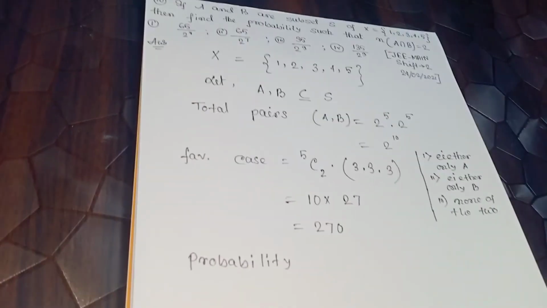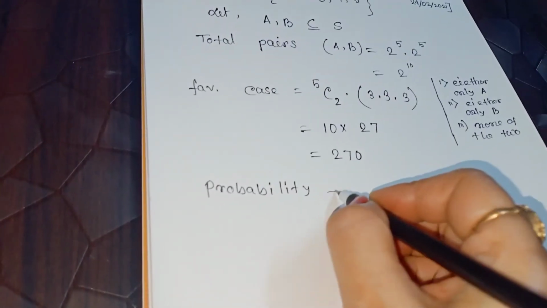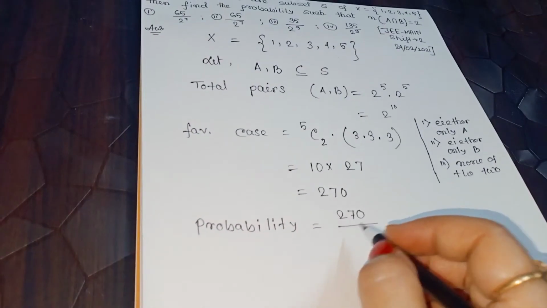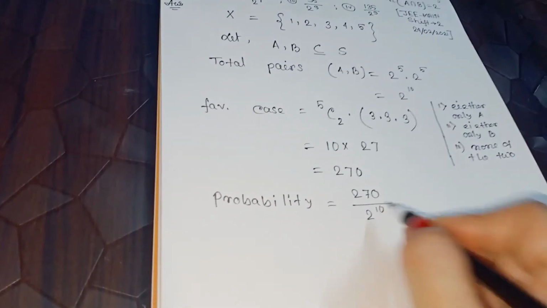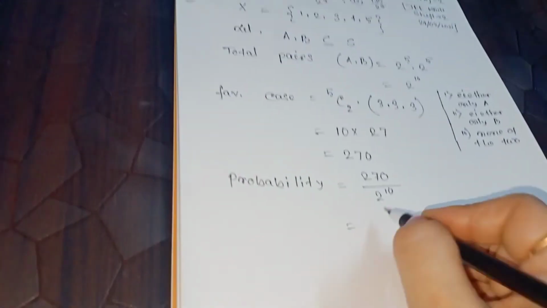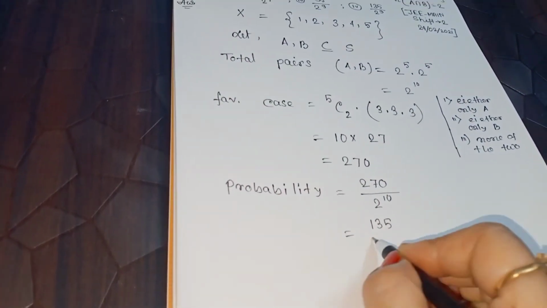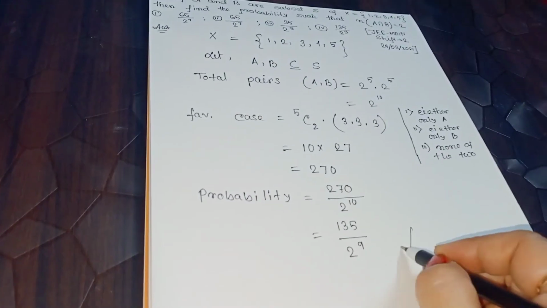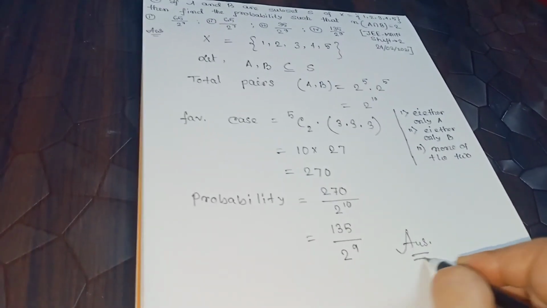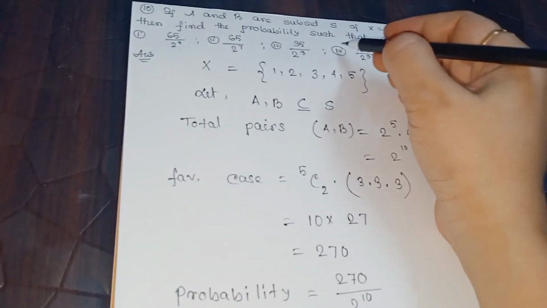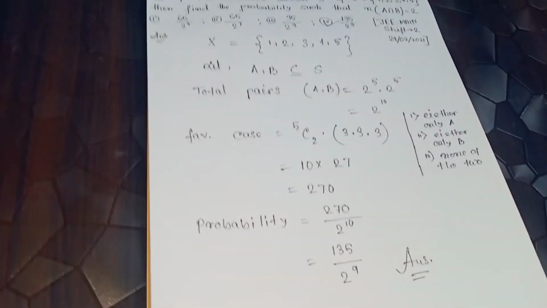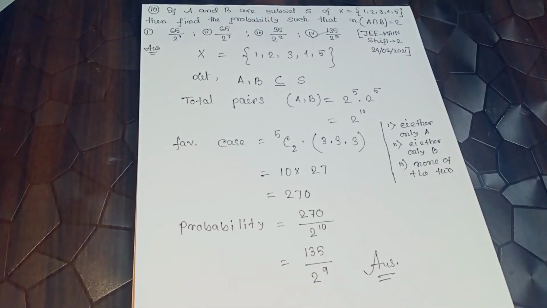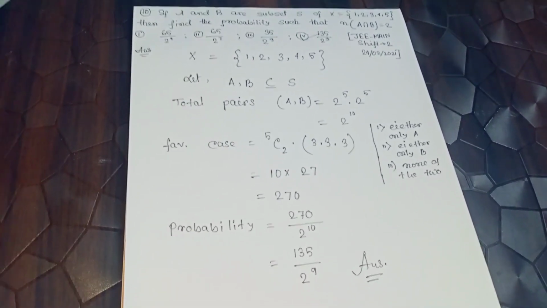Now the probability is equal to 270 favorable cases divided by total pairs, 2 to the power 10. So that is 135 divided by 2 to the power 9. So I think we reached our required answer. We should calculate the probability here, and our option 4 is our correct choice. So here is the whole solution of question 10. So these are the 3 solutions, 8, 9 and 10.